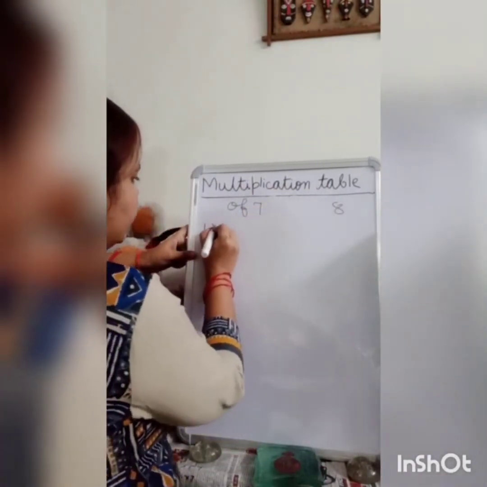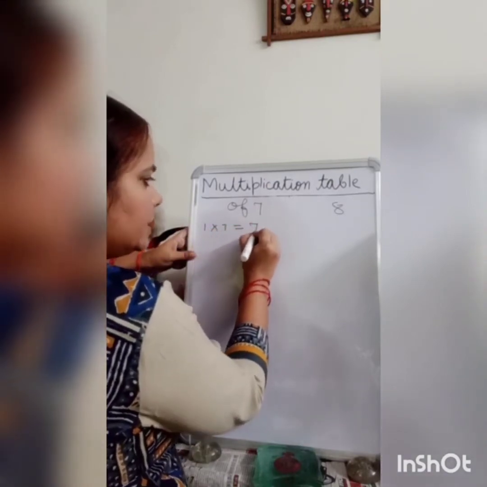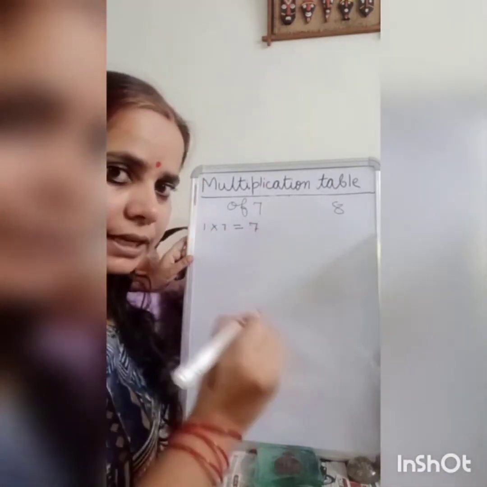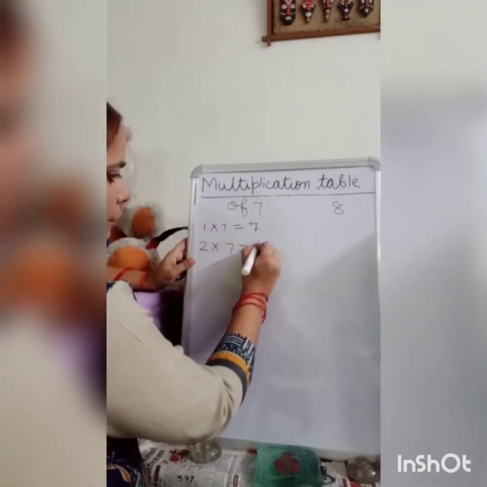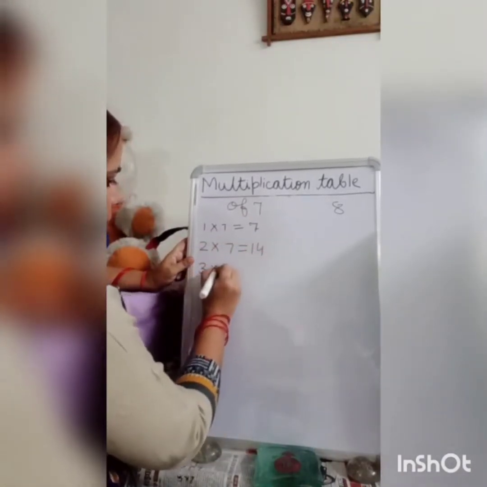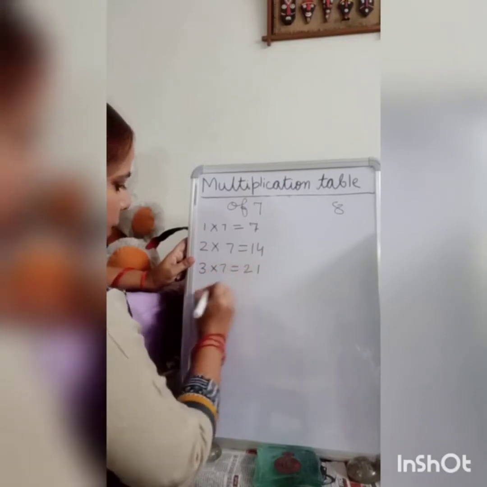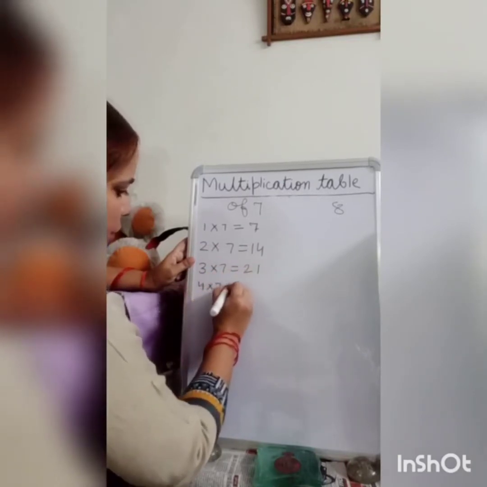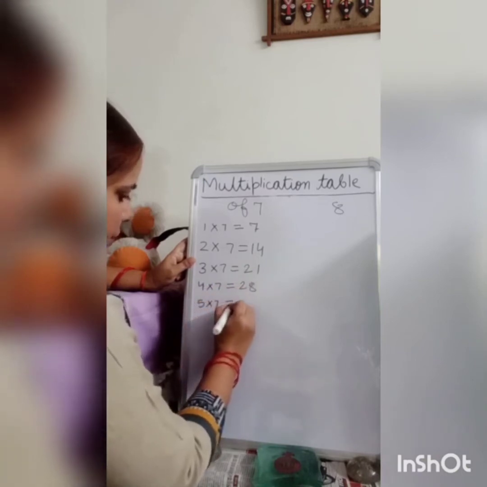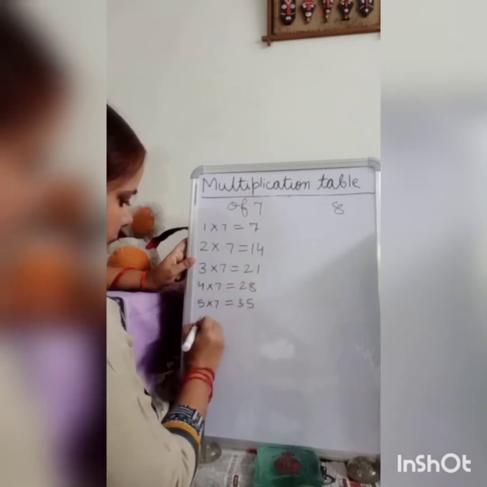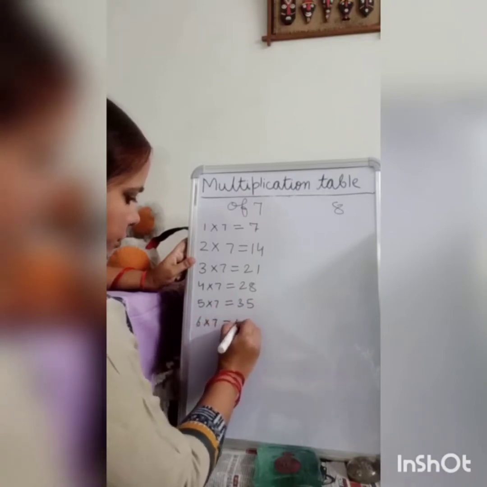Okay. 1 times 7 is equal to 7. Children, please say with me. 2 times 7 is equal to 14. 3 times 7 is equal to 21. 4 times 7 is equal to 28. And 5 times 7 is equal to 35. And 6 times 7 is equal to 42.